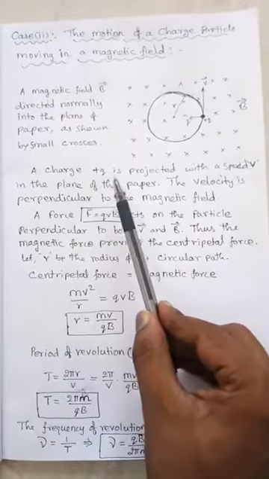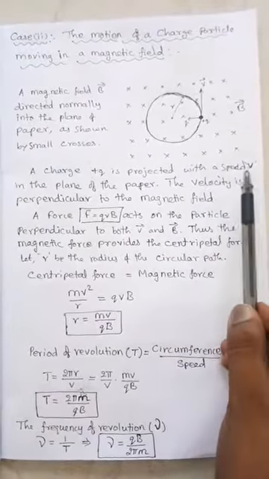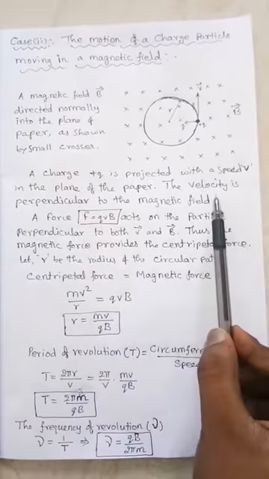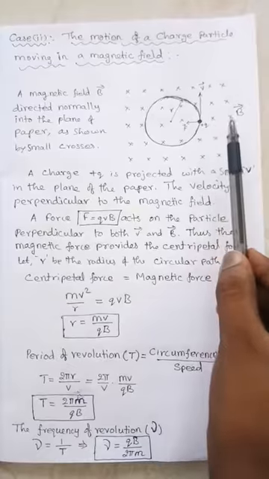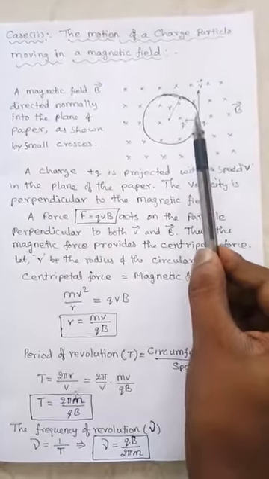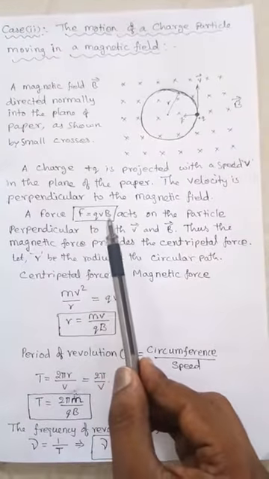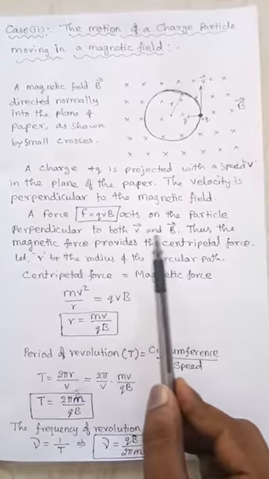A charge plus q is projected with a speed v in the plane of the paper. The velocity is perpendicular to the magnetic field. When a charged particle moves perpendicular to the magnetic field, it moves in a circular path. So a force F equals qvB acts on the particle, perpendicular to both v and B.